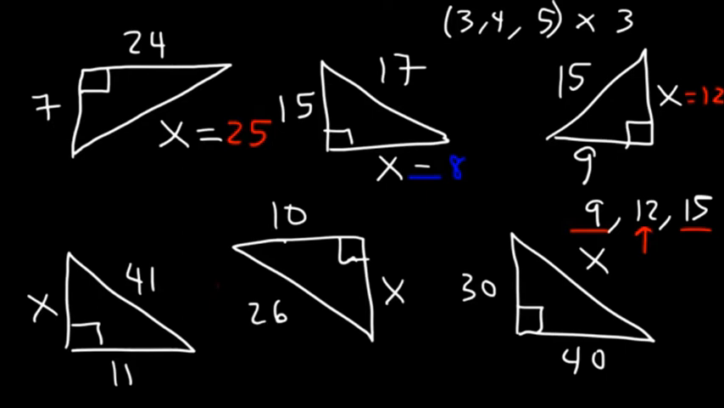Now for the last one, let me redraw it because of all the clutter. This is 30, 40, and we're looking for x. Notice that this is similar to the 3, 4, 5 triangle. So if we multiply 3 by 10, we get 30. 4 by 10, 40. So 5 times 10 is 50. So that hypotenuse is 50.